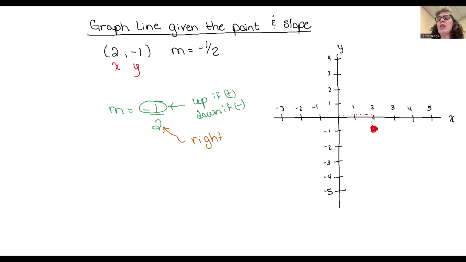So from that point that we had, we go down 1. That puts us at the -2, right? And then the bottom number tells us to go 2 to the right. So from there, we're going to go over 2. So there's 1, 2, and that is where we put our point. And then we connect these 2 points together, and they become our line.